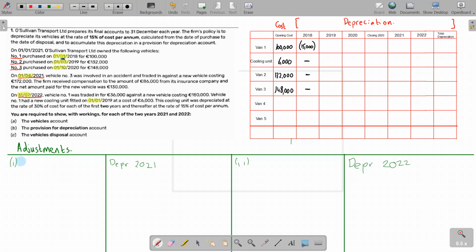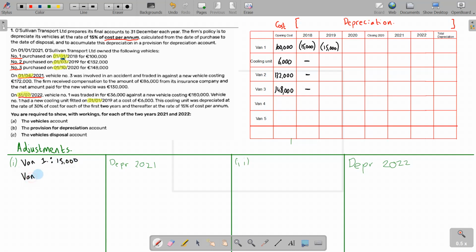So van 1. We've had van 1 for the full year of 2019, and we're working on cost. So we're dealing in the straight line method, not the reducing balance method. So again, we just put 15,000 in there because we've just kept the van for a full year without doing anything with it. So it's going to depreciate by the full amount. Okay, so that's just going to be 15,000.